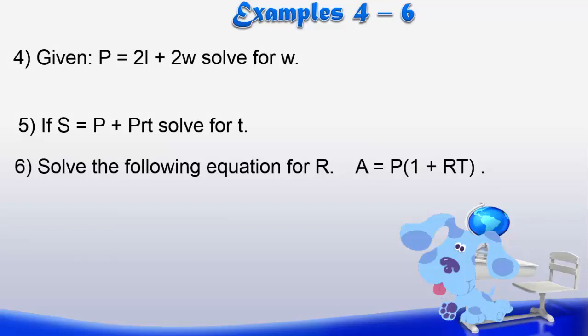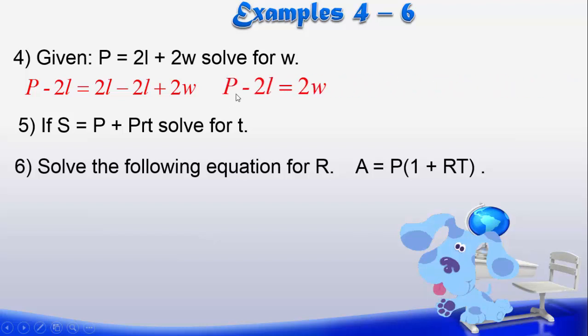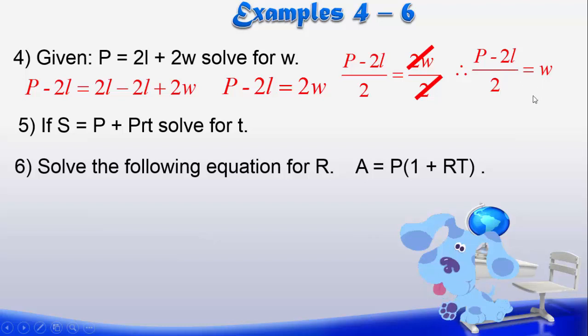Reviewing what we just did on the whiteboard, we subtract 2L from both sides, and we end up with P minus 2L is equal to 2W. Then, in order to isolate W, we divided both sides by 2. And we got P minus 2L over 2 is equal to W.